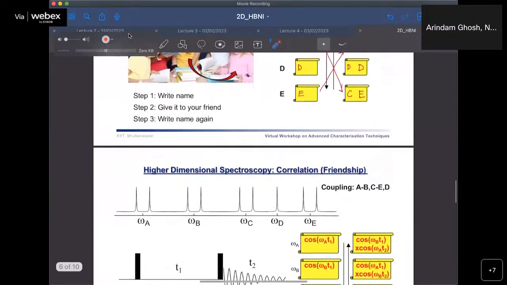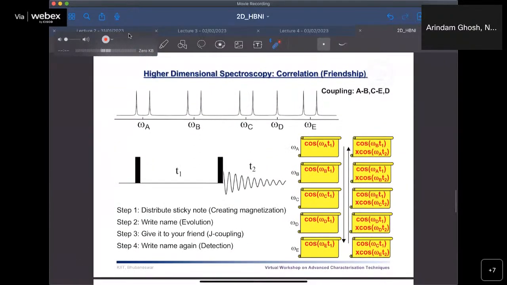So similarly, if I now do the same thing over here, this particular step is called the distribution of sticky notes. That means I just created one 90-degree pulse, and I have just created a magnetization. Each of these spins has got its own magnetization created by this pulse, which is applied to all. That is like I have just distributed the sticky notes to them. Then during this time, which is called the evolution time, each one of those magnetizations is evolving with its own Larmor frequency. So A is evolving with omega A, B is evolving with omega B, like this.